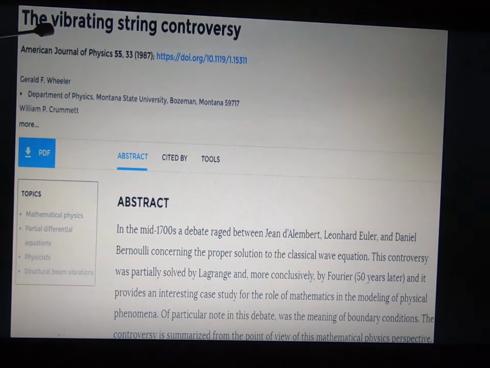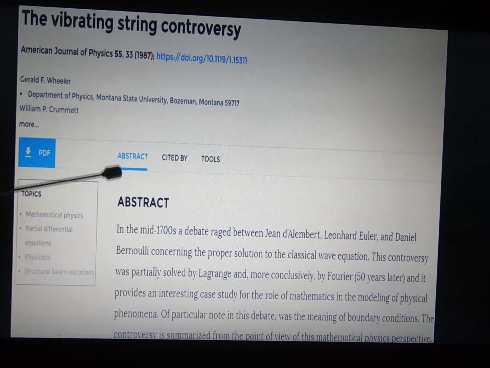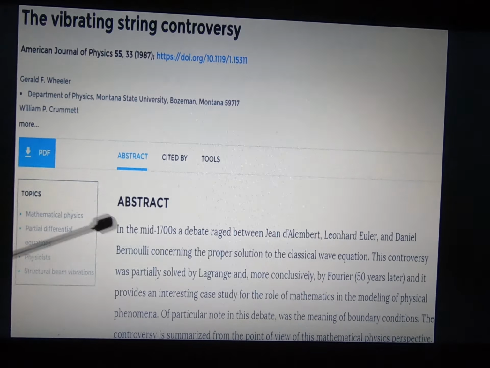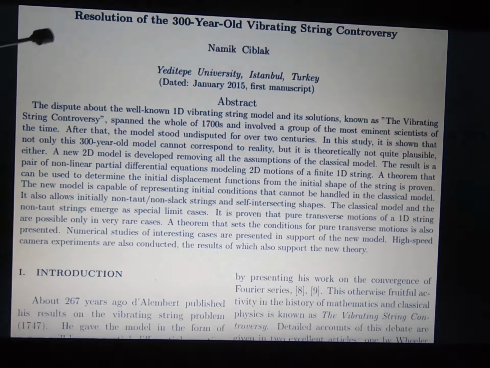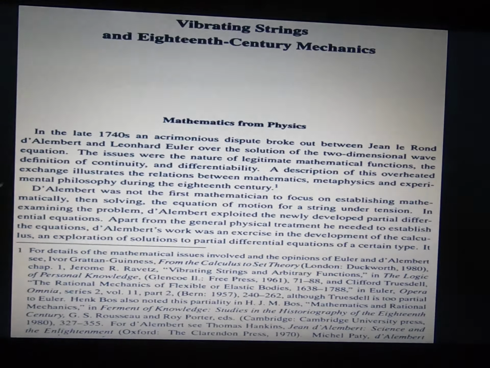And this is one of the wave equations. It can be a vibrating string, and it is solved like this. These are the vibrating string controversy. These are some introductions about different people. And you can see this was first solved by d'Alembert, then Euler, and then Bernoulli.